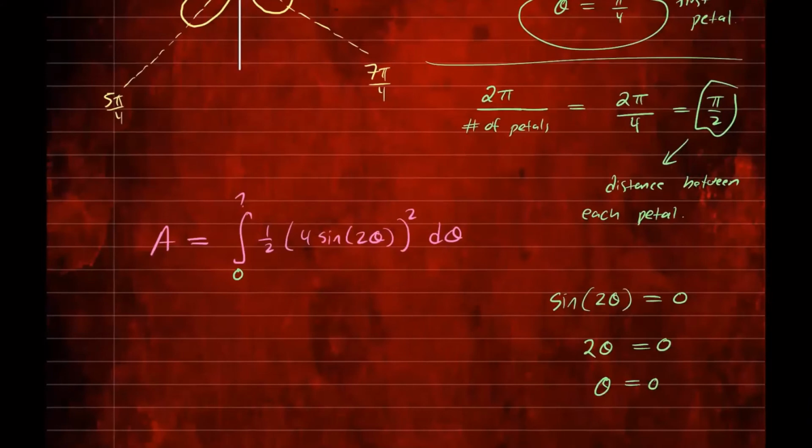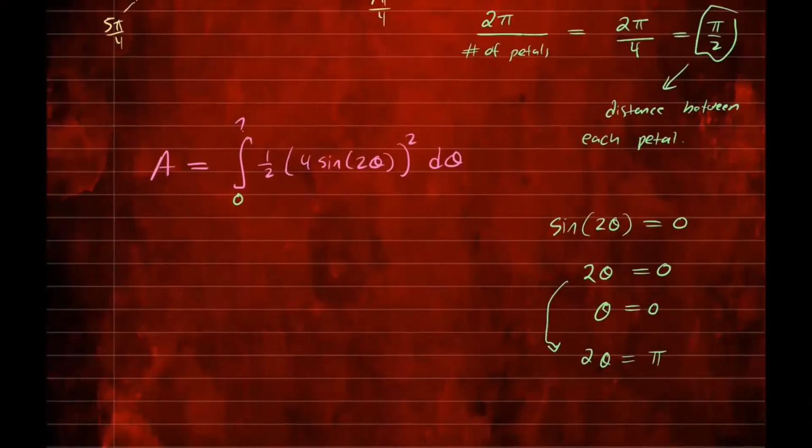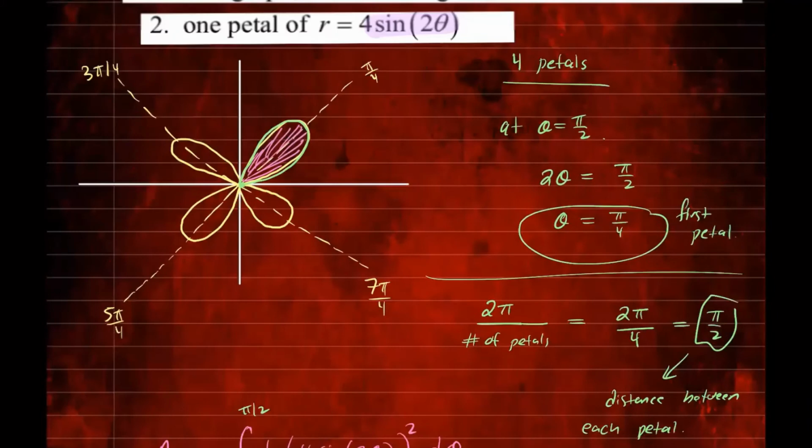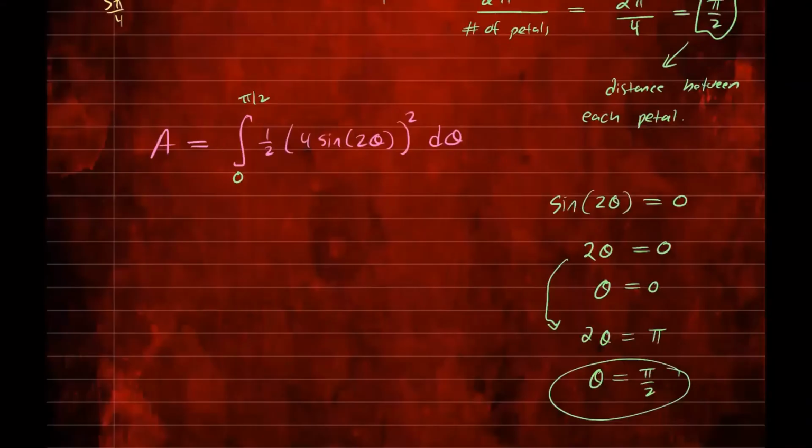Next one will be, when is the next time sine is 0? The next time sine is 0 is when it hits pi. So we want 2 theta to equal pi, because that's when sine of 2 theta is 0, which means theta is equal to pi over 2. So that's your next limit of integration. And that's how you find it. You find your first starting point and the second ending point. So that's the integration limit, 0 to pi over 2. It's clear to see it from the picture, but that's how you would do it algebraically.